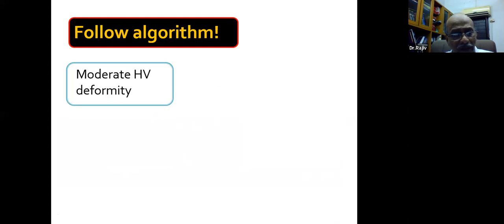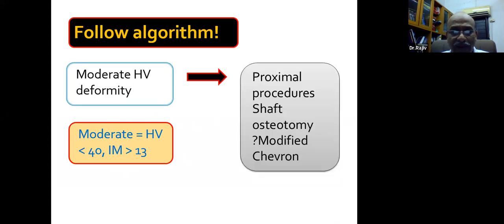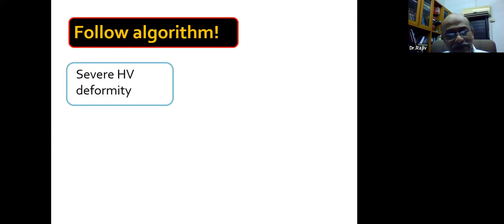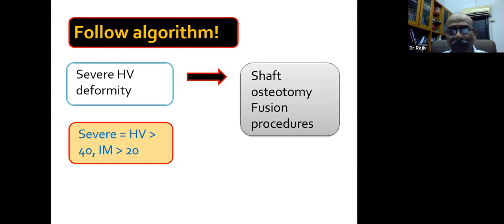If there is a moderate hallux valgus deformity, where the angle of hallux valgus is less than 40 and the intermetatarsal angle is more than 13, you do proximal procedures or a shaft osteotomy, in the form of what we call a scarf osteotomy. And for a severe hallux valgus deformity, where the hallux valgus angle is more than 40 and the intermetatarsal angle is more than 20, you need to do a shaft osteotomy, a basal proximal osteotomy, or a fusion procedure.